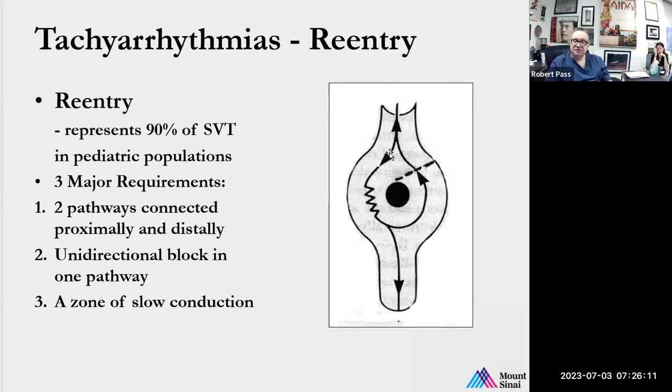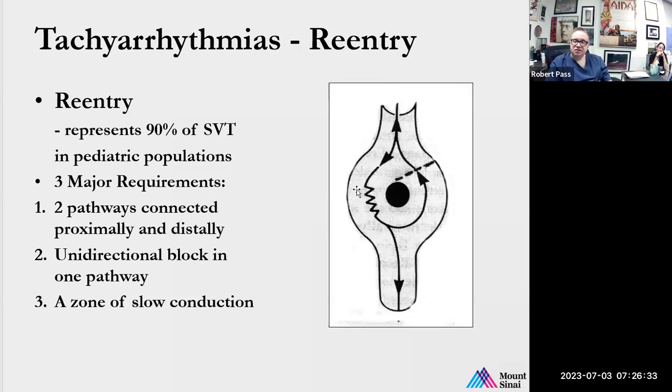Next, there needs to be unidirectional block in one pathway. And that's because if they were both conducting antegrade from top to bottom, then you would never be able to have reentry because both pathways would have depolarized at the same time, meaning that when you try to reenter, whether from this pathway to this pathway or from this pathway to this pathway, they would both be refractory. So there has to be unidirectional block in one pathway.